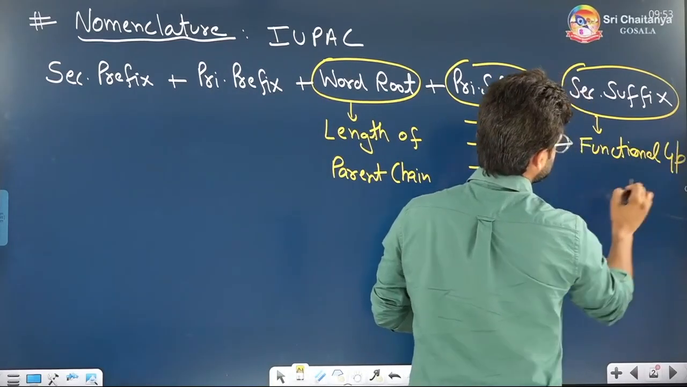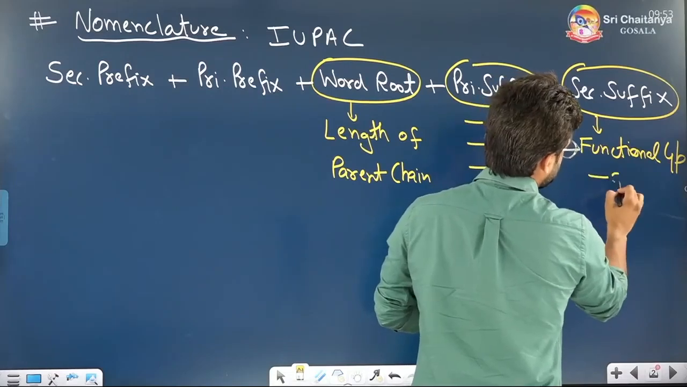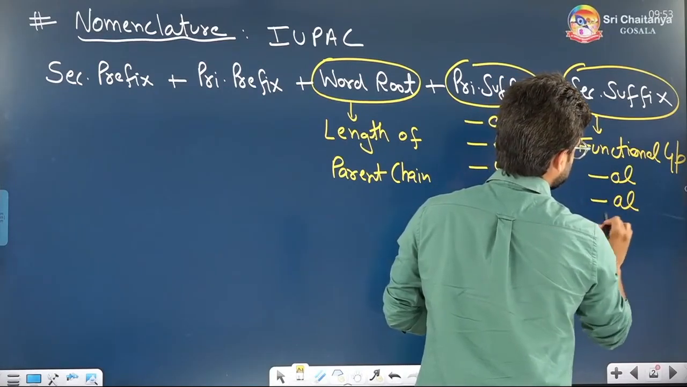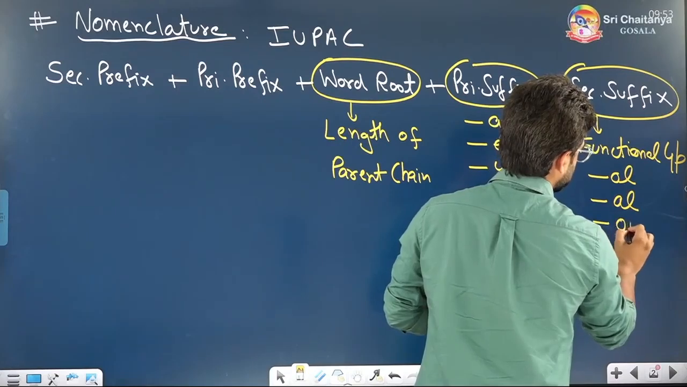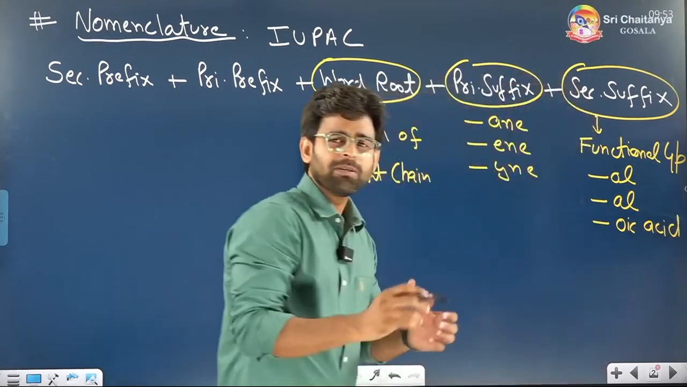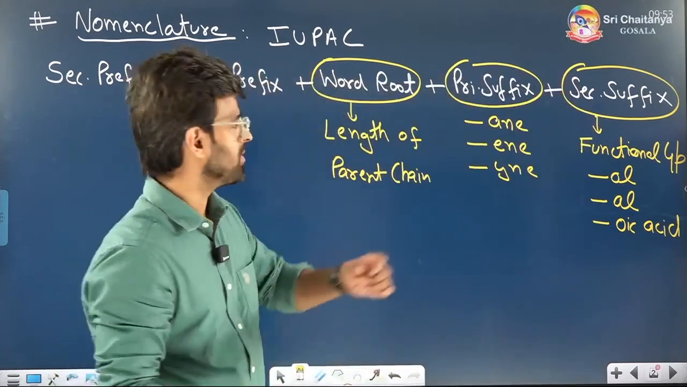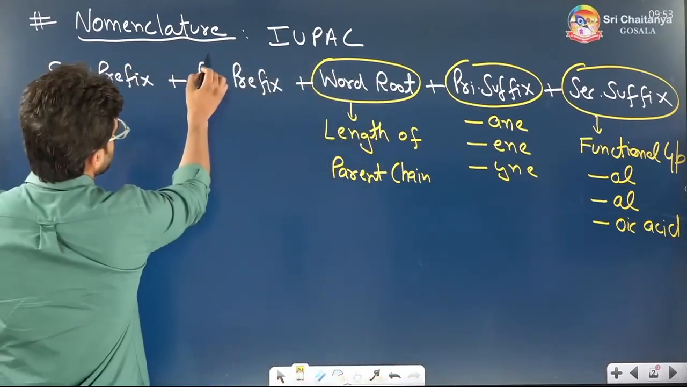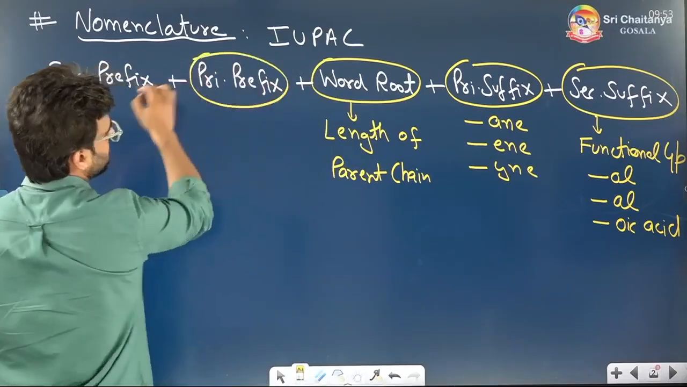Fine. Yesterday we did functional groups. For alcohol we use the word "ol", for aldehydes we use "al", for carboxylic acid we use which one? "Oic acid". This type of thing. So information about the functional groups will come from where? Secondary suffix, right?